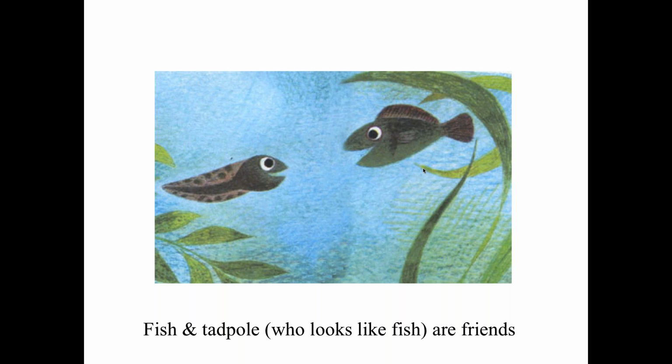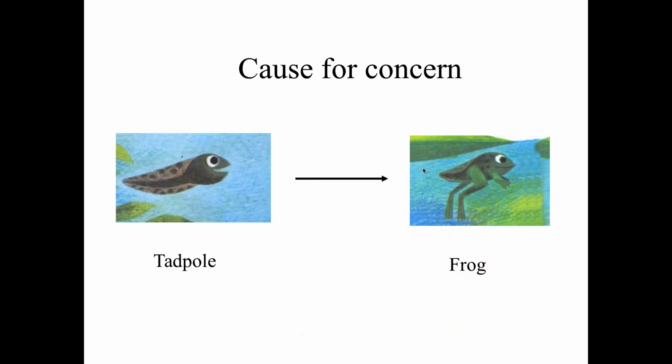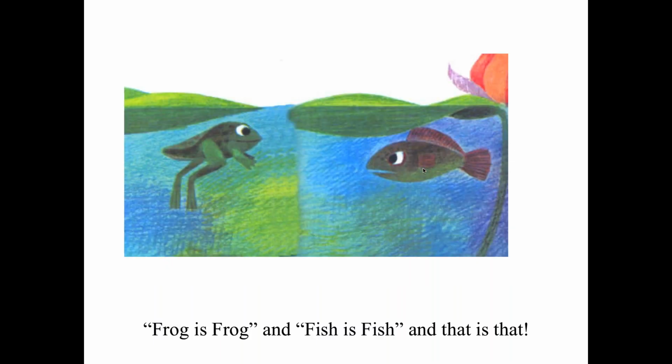There's a fish and there's a tadpole, and the tadpole kind of looks like a fish. They're friends. You can see they look pretty happy. They play in a pond and do whatever fish and tadpoles do normally in ponds. But then one day there's cause for concern because the tadpole transforms into a frog. He first grows front legs, then he grows back legs. This is not something that happened to the fish, because the fish just became a bigger fish. And so they're arguing about this and they don't quite know what to do with it.